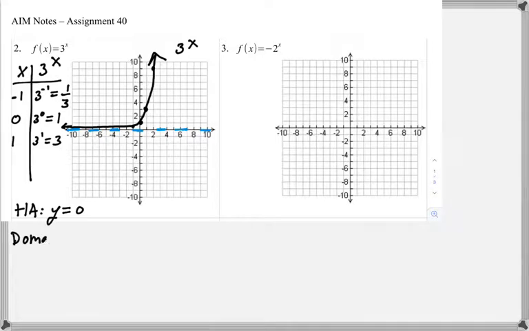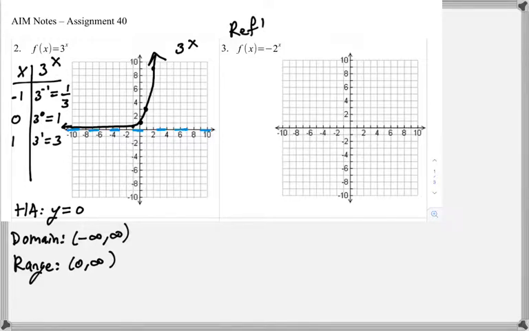The domain is going to be all real numbers. And the range is going to be the positive numbers. Okay. All right. And number 3 here, we're going to do our first transformation. We're going to look at f of x is equal to -2 to the x power. The negative is on the outside, so it is not being raised to the x power. When we defined exponentials, the base was greater than 0 and not 1, so that excludes negatives.